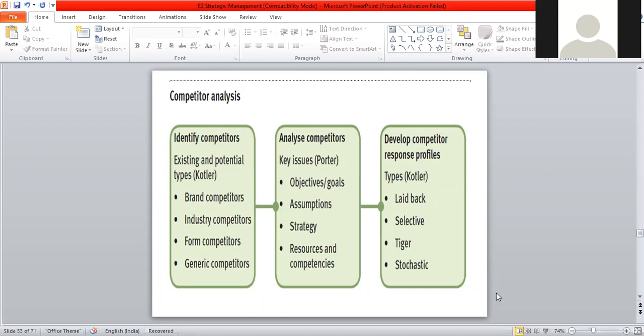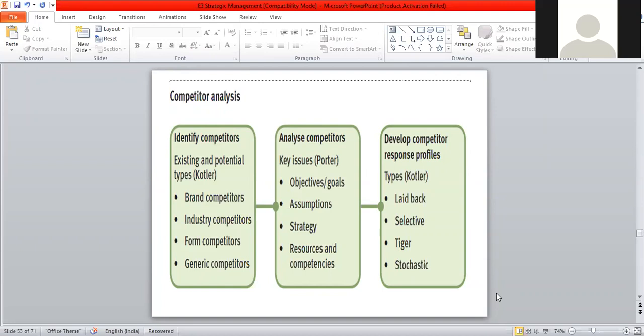So first, identify all the competitors, analyze the competitors in terms of what is the strategy which they are adopting, what resources do they have, how strong they are, or what are their weak areas. All these things have to be analyzed. After that, develop a competitor response. Either you react or you do not react.